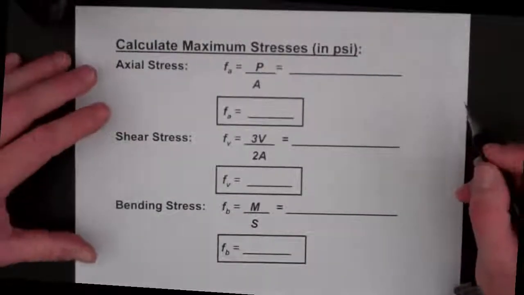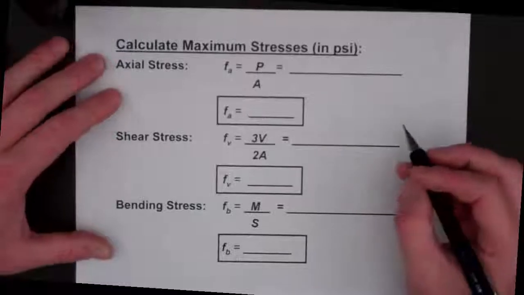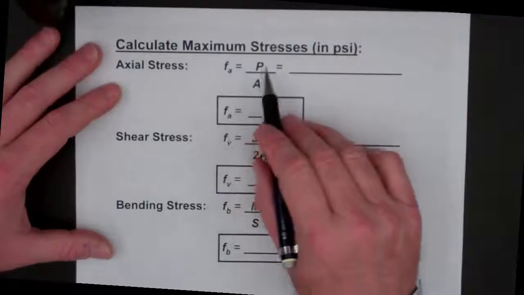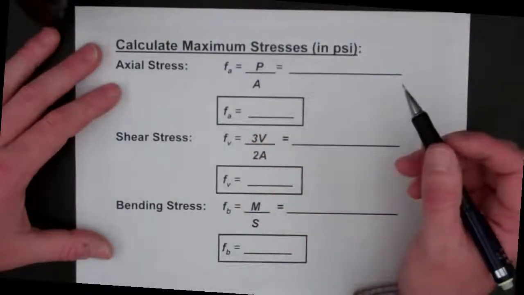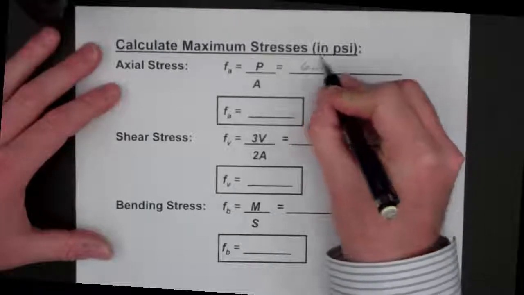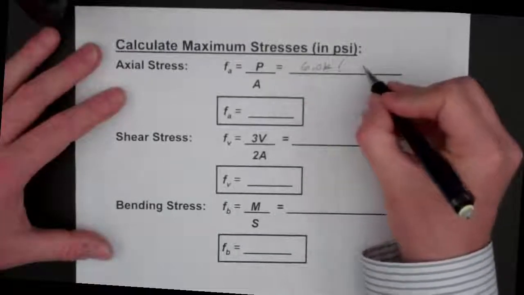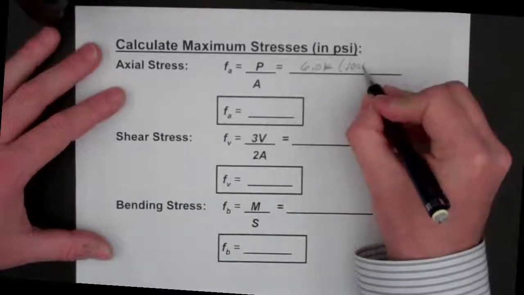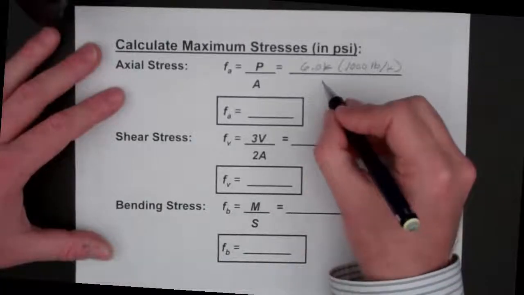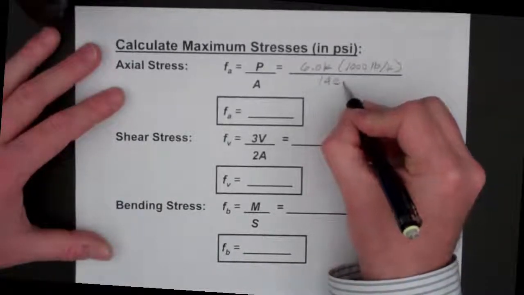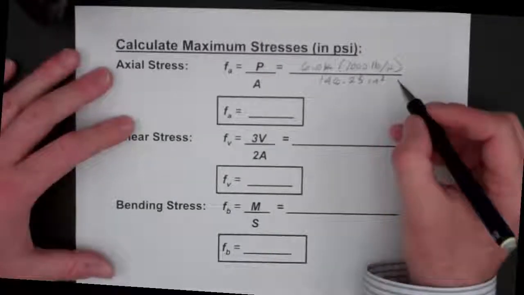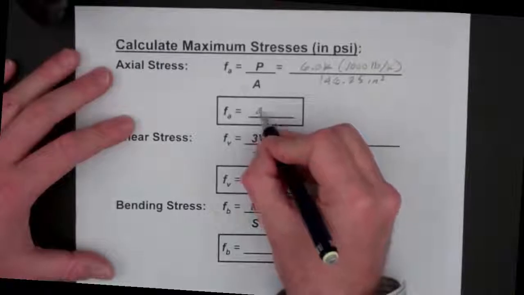Now that we have our forces and our properties, we can solve for our stresses. We said that the axial stress, F sub A, is equal to the force P divided by the area. We have a 6 kip force, and we want to convert it to pounds for psi. So 6 kips times 1,000 pounds per kip divided by an area of 146.25 inches squared. So our axial stress is going to equal 41.0 psi.